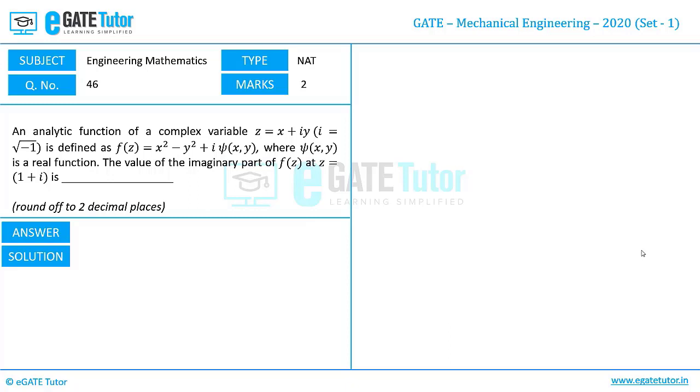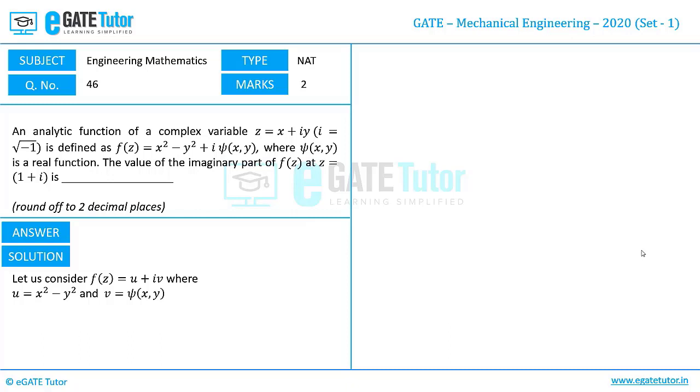Let us consider f(z) = u + iv and compare this with the given f(z), where we get u = x² − y² and v = ψ(x,y), where u is the real part of the complex function and v is the imaginary part. So basically we need to calculate the imaginary part, ψ(x,y), at z = 1 + i.